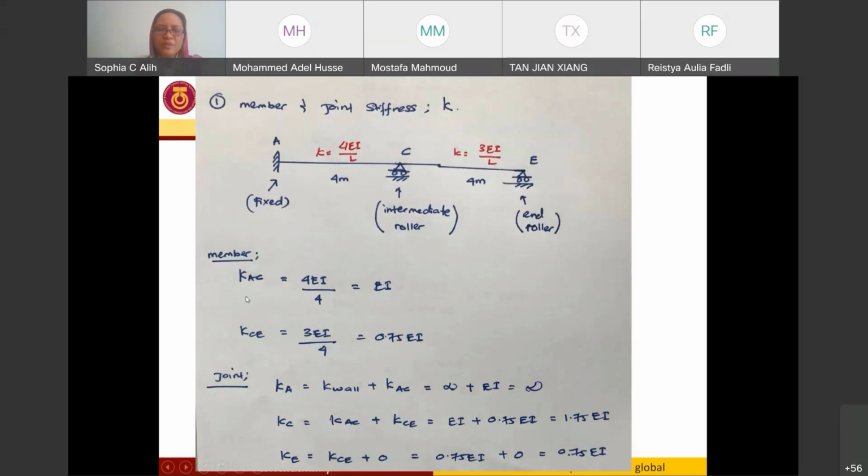After you calculate the member stiffness, you calculate the joint stiffness. The joint stiffness is the total stiffness of all members attached to the joint. For joint A, you have KAC and also the wall. The wall is infinity, so you have KA equal to infinity. For C, you have two members attached to it, member AC and member CE, so this is why you have this value. Similarly, for KE, you have KCE and also 0, because nothing else is attached, only one member, so you have 0.75 EI.